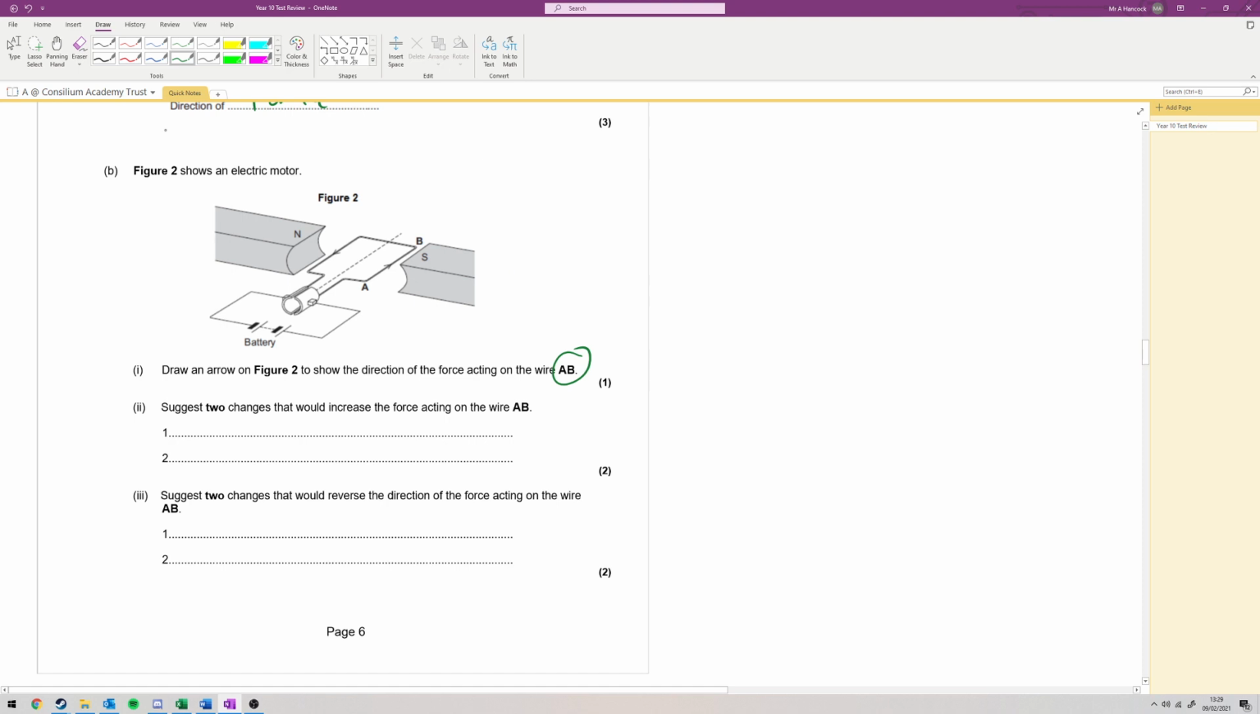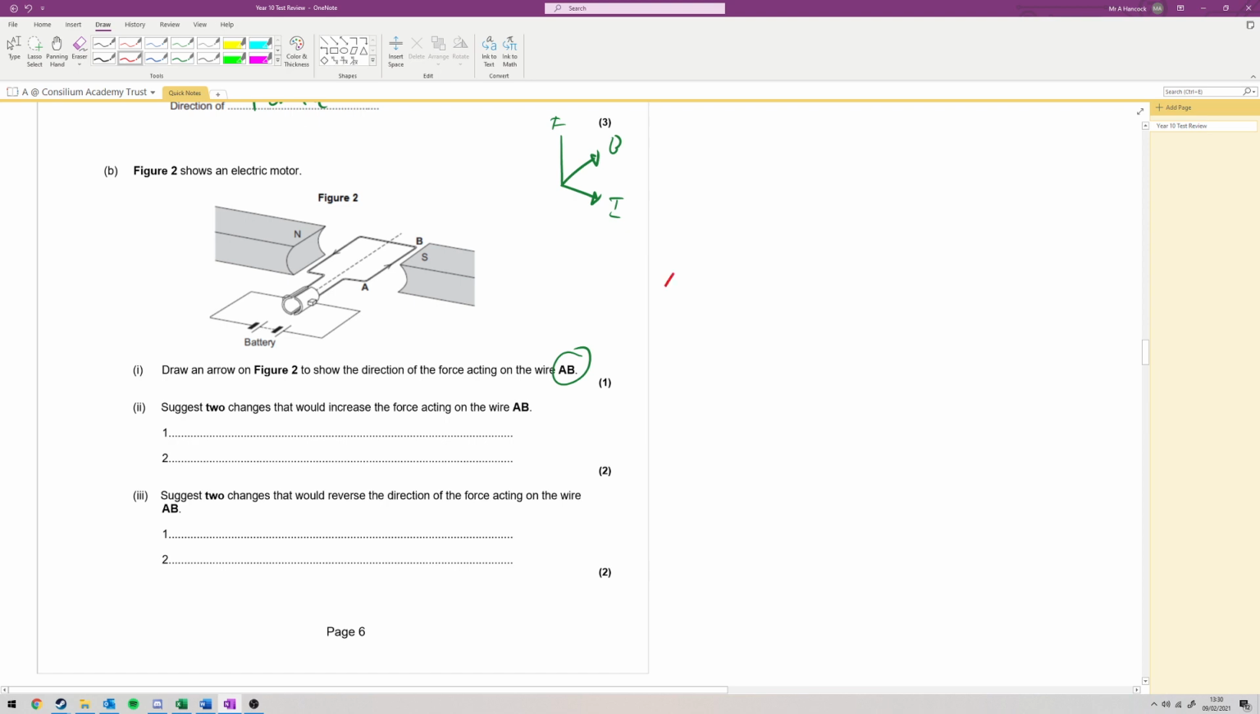Now, I'm going to try and see, because again, you can't see my hand. I'm going to try and do this. So, if I have my force, field, current, like this, F, B, I, right, current's facing up.